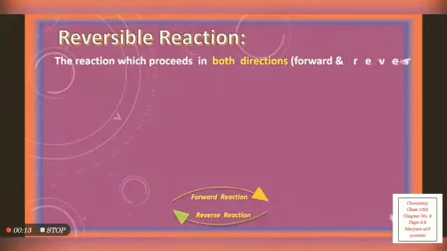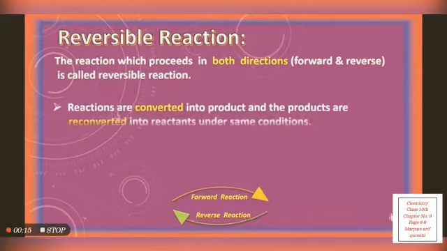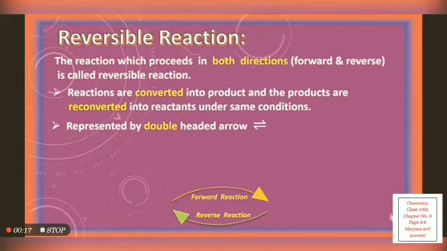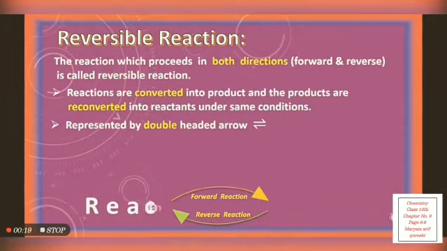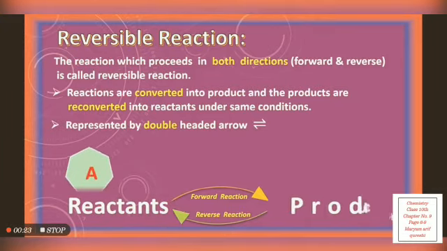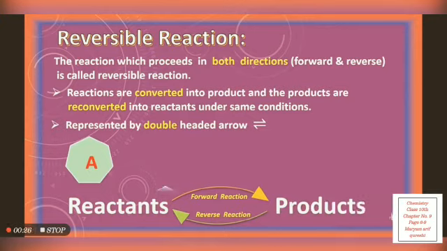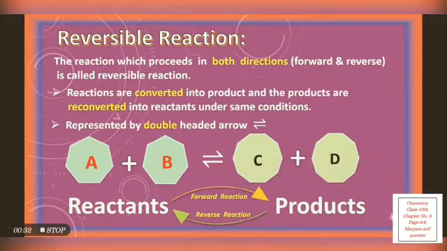So what is a reversible reaction? It is a type of a reaction which proceeds in both direction, forward and backward. Such reactions are represented by double-headed arrow. For example, if you have a reactant A and B, they will react together in some conditions and they will produce two products C and D.